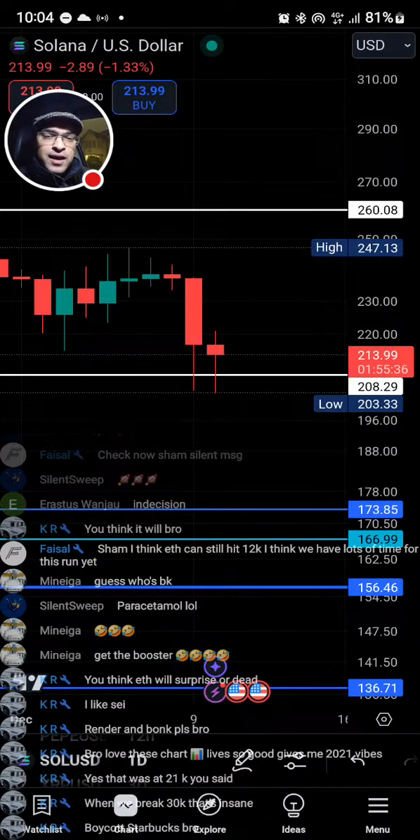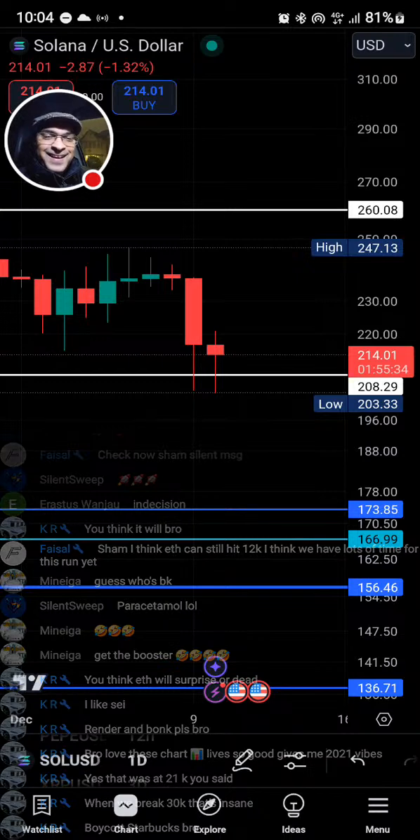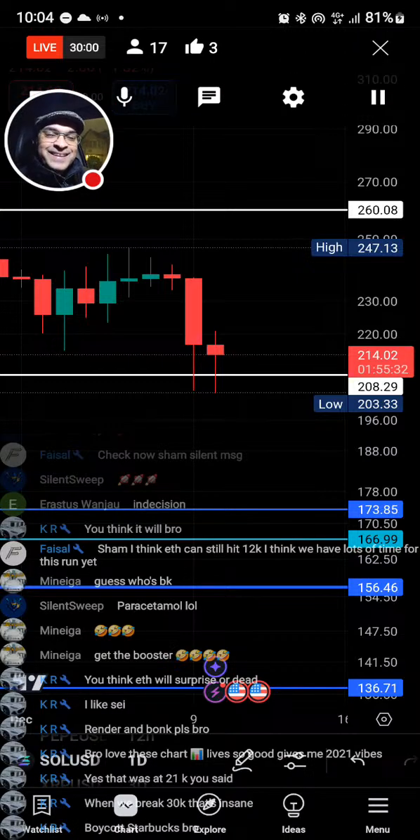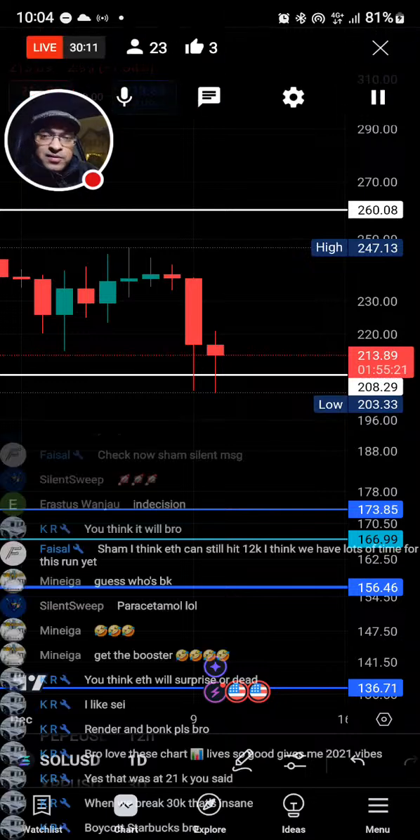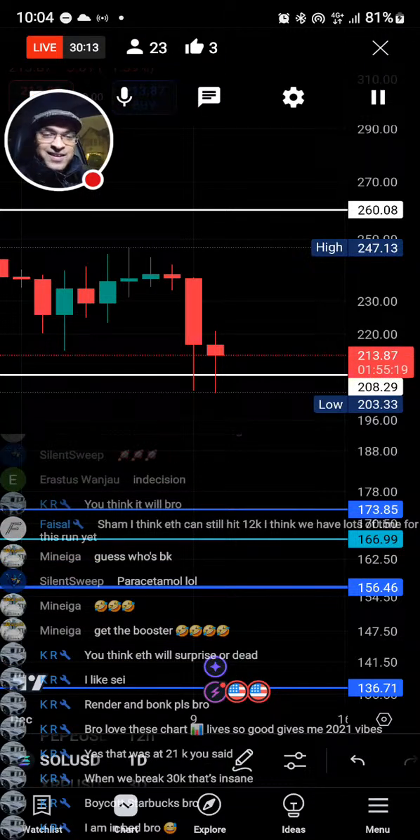Chaos says, "You're supposed to be in bed, right?" Chaos says, "You think Eth will surprise?" So now I can see the chats. By the way, when it's getting higher, I can see the chat. So maybe you might want to just put some gibberish and blah blah blah, so that way you can move the chat up and then I can see it. By the way, guys, please, I can't see it.